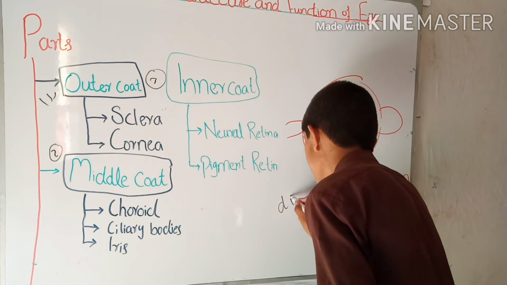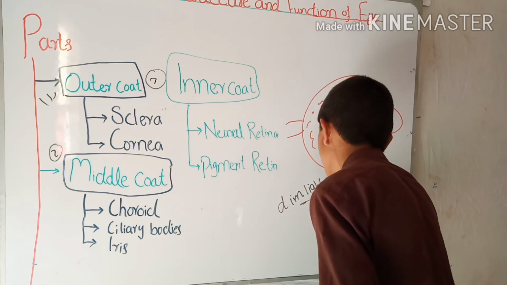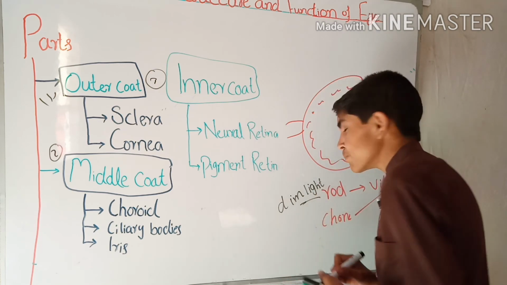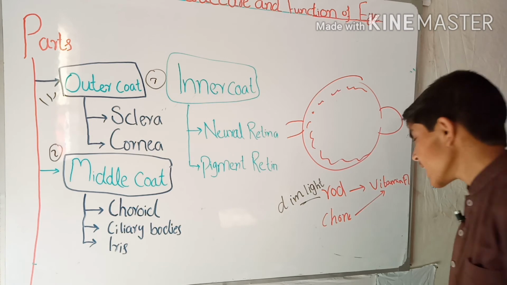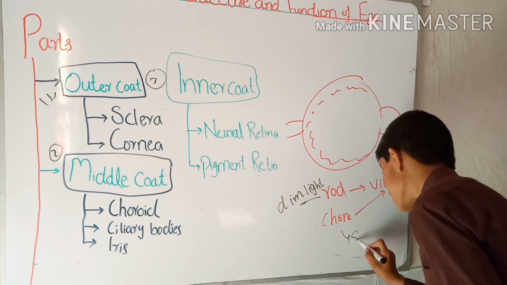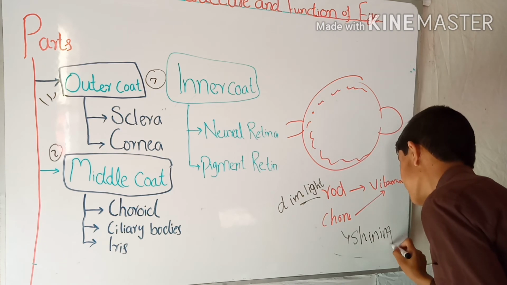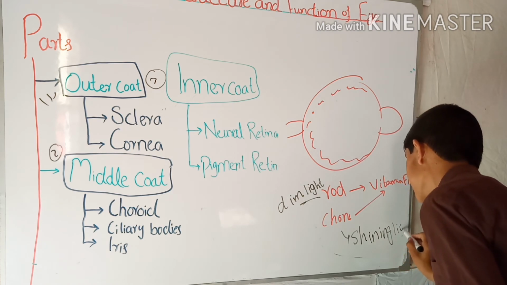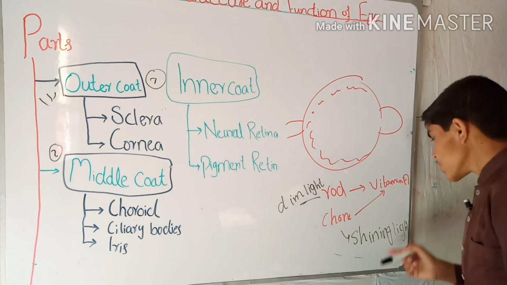Rods actually work during dim light. Dim light is light that is not enough for activating the cones. Cones work in shining light, like the light of the sun.